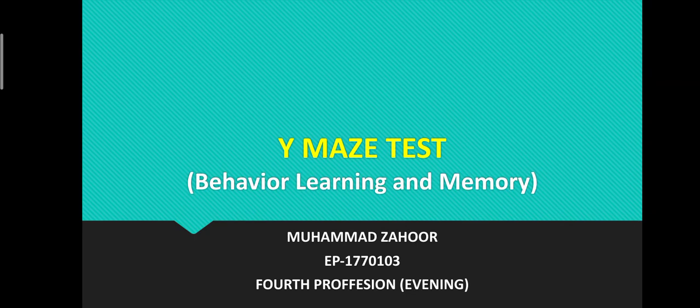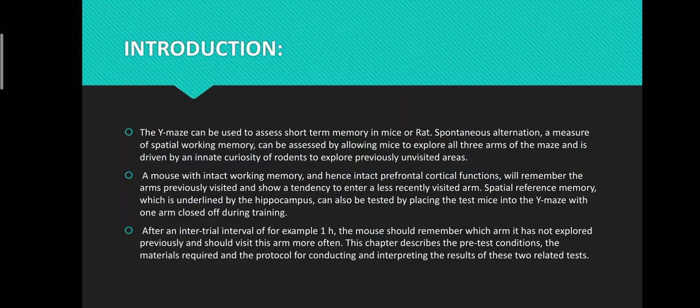First of all, I will talk about the introduction. Basically, the Y maze can be used to assess short-term memory in mice. Rate spontaneous alternation, a measure of spatial working memory, can be assessed by allowing mice to explore all three arms of the maze and is driven by the innate curiosity of rodents to explore their previously unvisited areas. A mouse with intact working memory and cortical functions will remember the arms previously visited.